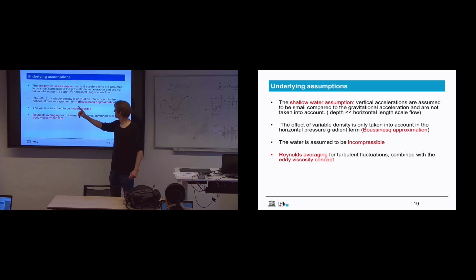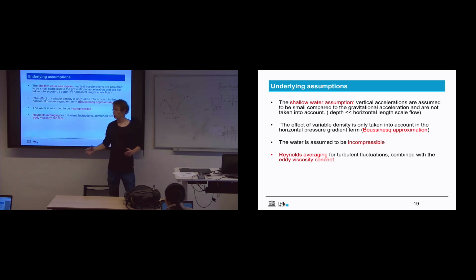Then the second thing we assume is, well, it's a little bit related to the fact that we have negligible vertical accelerations, so we also don't take variable density into account as a force in the vertical. So the only driving force due to density gradients is in the horizontal. That's the so-called Boussinesq approximation. We also assume that water is incompressible. It's not a gas, it's water. Right?